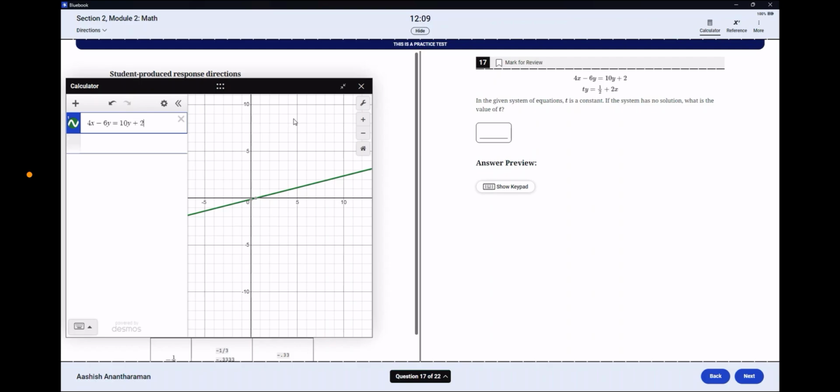Then on the bottom, we have ty equals 1/2 plus 2x. So we have to find something that doesn't make sense. So here, t is going to be negative 16, because if t is negative 16, we can set both the top equation and the bottom equation to the same thing. So we can check our answer here.